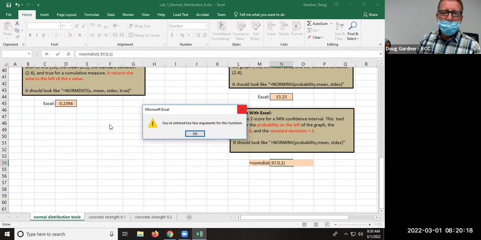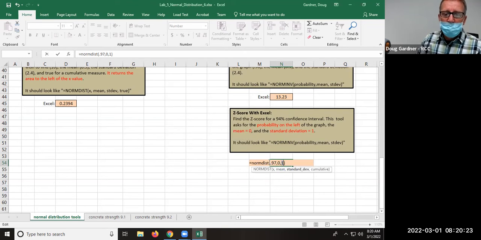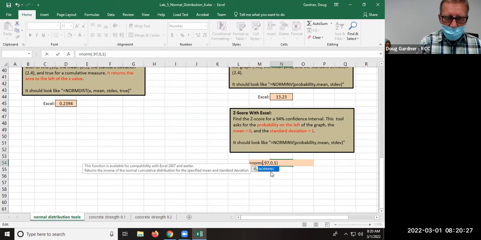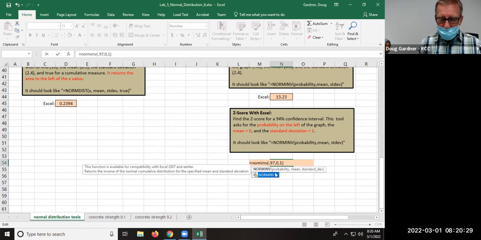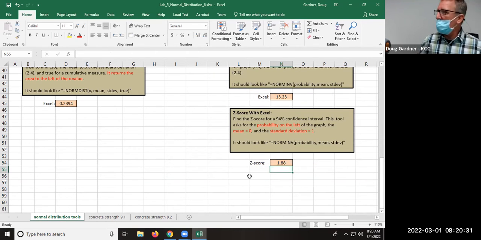So let's see, what does it say? It says you entered too few arguments. That kind of makes sense, right? So, norm dist and norm inverse. If I enter norm inverse, it's asking for 3 arguments, and now it says your z-score is 1.88. So you can get all this stuff straight from Excel.